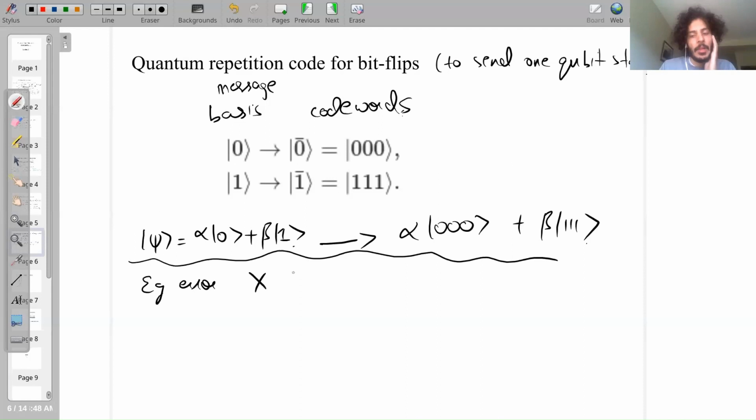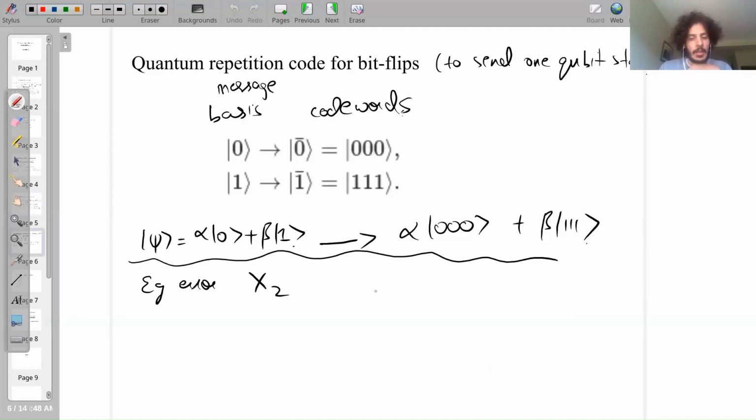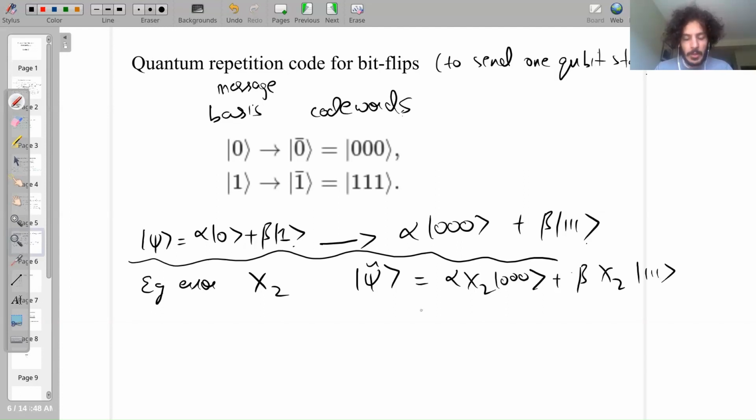So I can, for example, get x2 as an error, which means that when this is psi n, which we have just computed, and it goes to the channel, what Bob gets is something like this. So psi tilde will be alpha times x2 000 plus beta x2 111, which is just equal to alpha 001 plus beta 110.